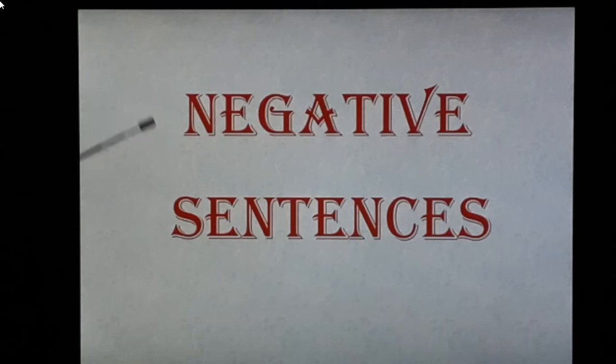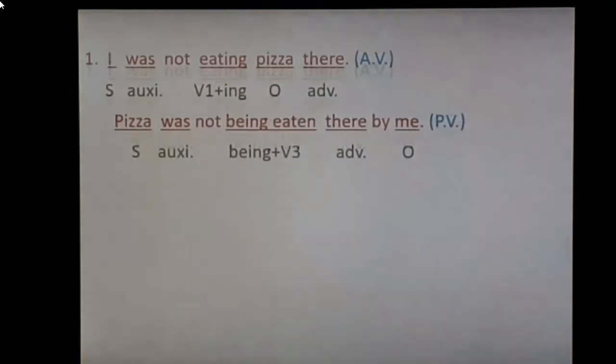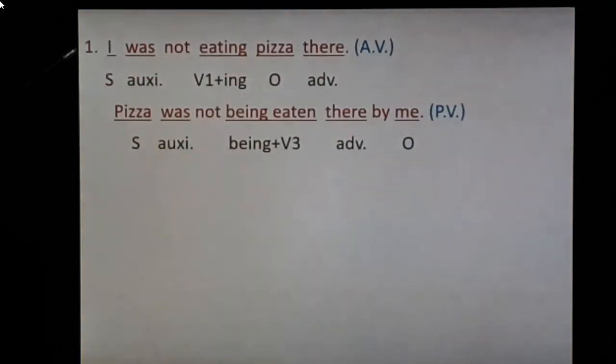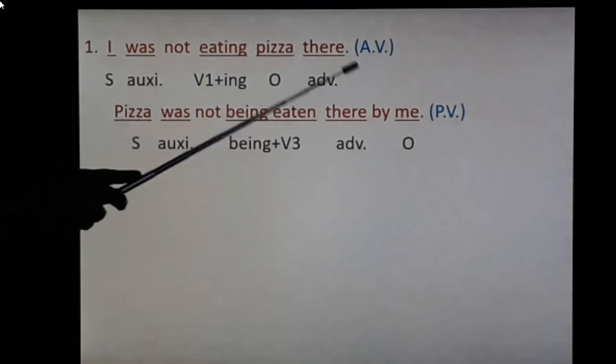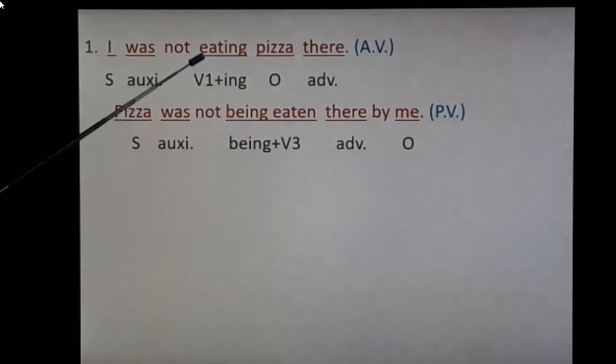Let's move to negative sentences. First, I was not eating pizza there. So find out the subject, verb, object. So I, subject, was, auxiliary verb, not is given because we are framing a negative sentence. Eating, so eat V1 form plus ing, that is eating. Pizza, that is an object, there, that is an adverb. This is active voice because the V3 form and by both are not given. Now, how to turn this active voice to passive, that we will see.